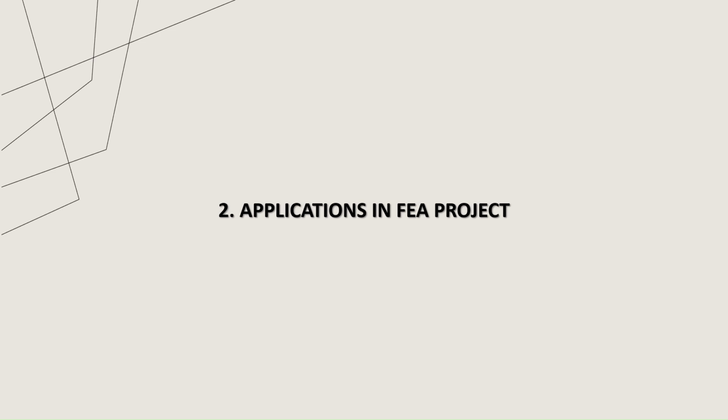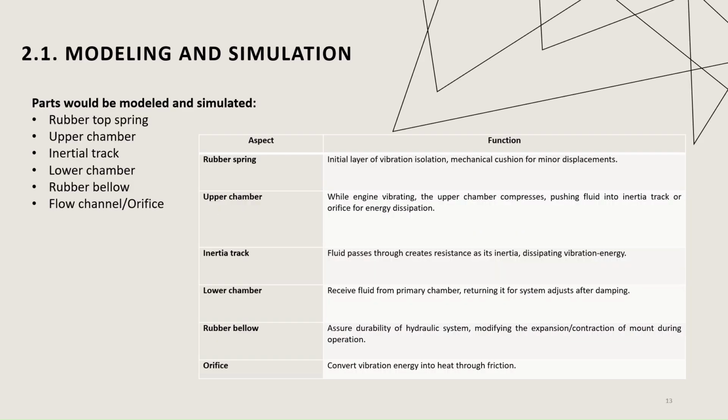For the applications in an FEA project, first I want to talk about modeling and simulation. The hydraulic engine mount is a small component, but it has a lot of pieces inside. The decoupler is a very complicated one to model and simulate, so at this time I will not consider it in my project, but I will think about it in the future. The parts that I would model, as a 2D or 3D CAD in SpaceClaim ANSYS, are the rubbers, chambers, inertia track, and the flow channel, which is called the orifice.